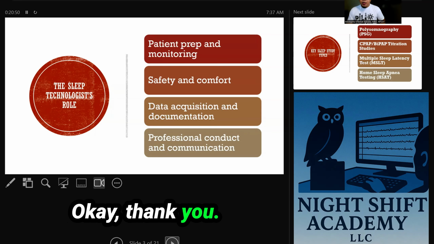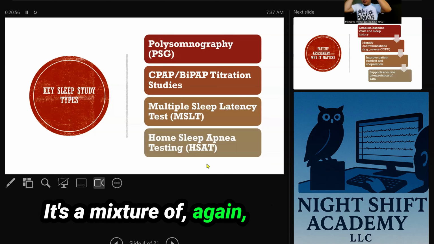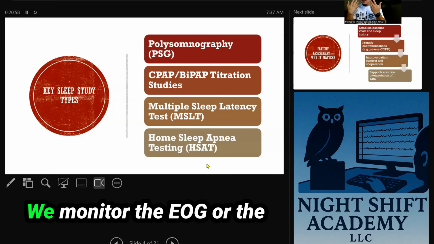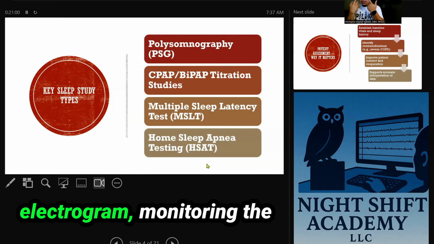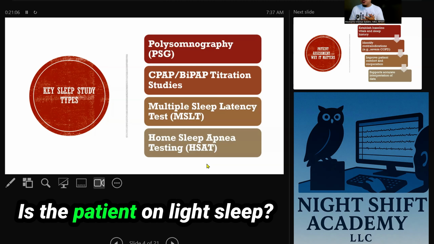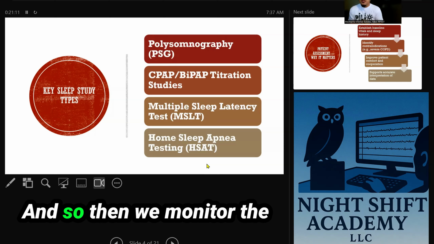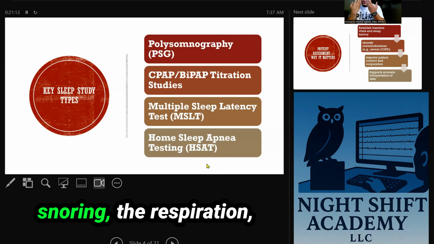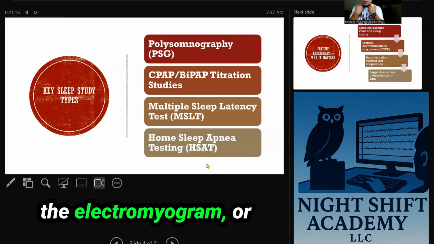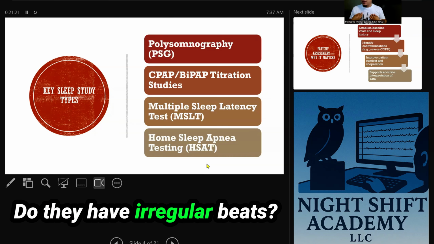Okay, thank you. Now let's go to polysomnography. What is polysomnography? It's a mixture of, again, neurological perspective. We monitor the EOG, or the electrooculogram, monitoring the eyes to really identify, is the patient awake or asleep? Is the patient in light sleep? Is the patient in eye movement sleep? And then we monitor the snoring, the respiration, the electromyogram, or do they grind their teeth? Do they have any arrhythmias? Do they have irregular beats?